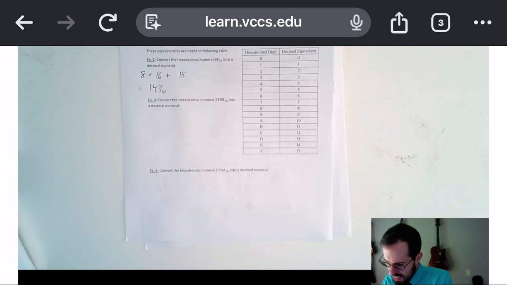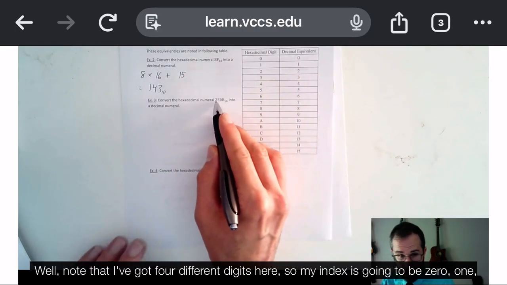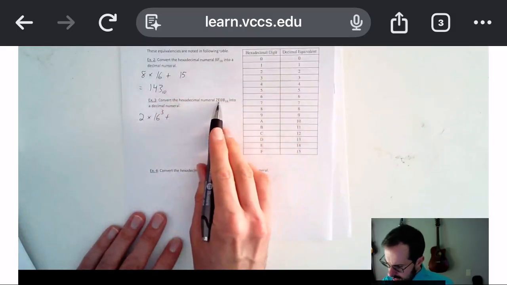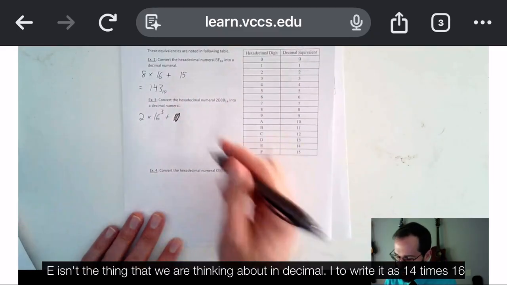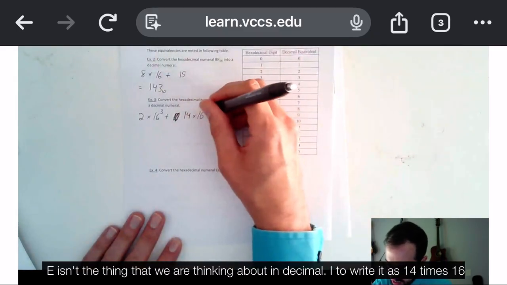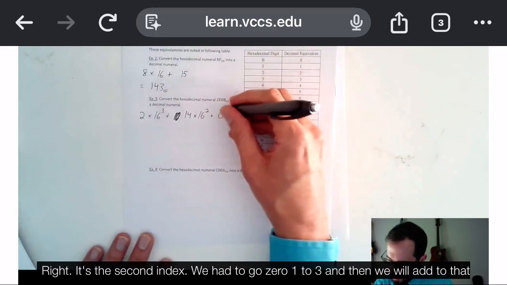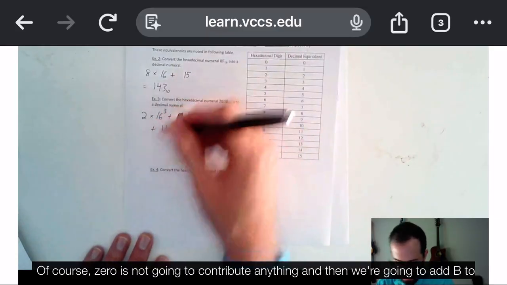Now what about if we have 2E0B in base 16? So if we want to write this hexadecimal numeral, well, note that I've got 4 different digits here. So my index is going to be 0, 1, 2, and 3. So I'm going to have 2 times 16 to the 3rd power. And then I got E here. Well, again, from the table, E is equivalent to 14. So I don't want to write E. E isn't the thing that we are thinking about in decimal. I want to write it as 14 times 16 being taken to its index, right? It's the second index. So we got to go 0, 1, 2, 3. And then we will add to that 0 times 16. Of course, 0 is not going to contribute anything. And then we're going to add B to that. Well, B is worth 11 by itself.